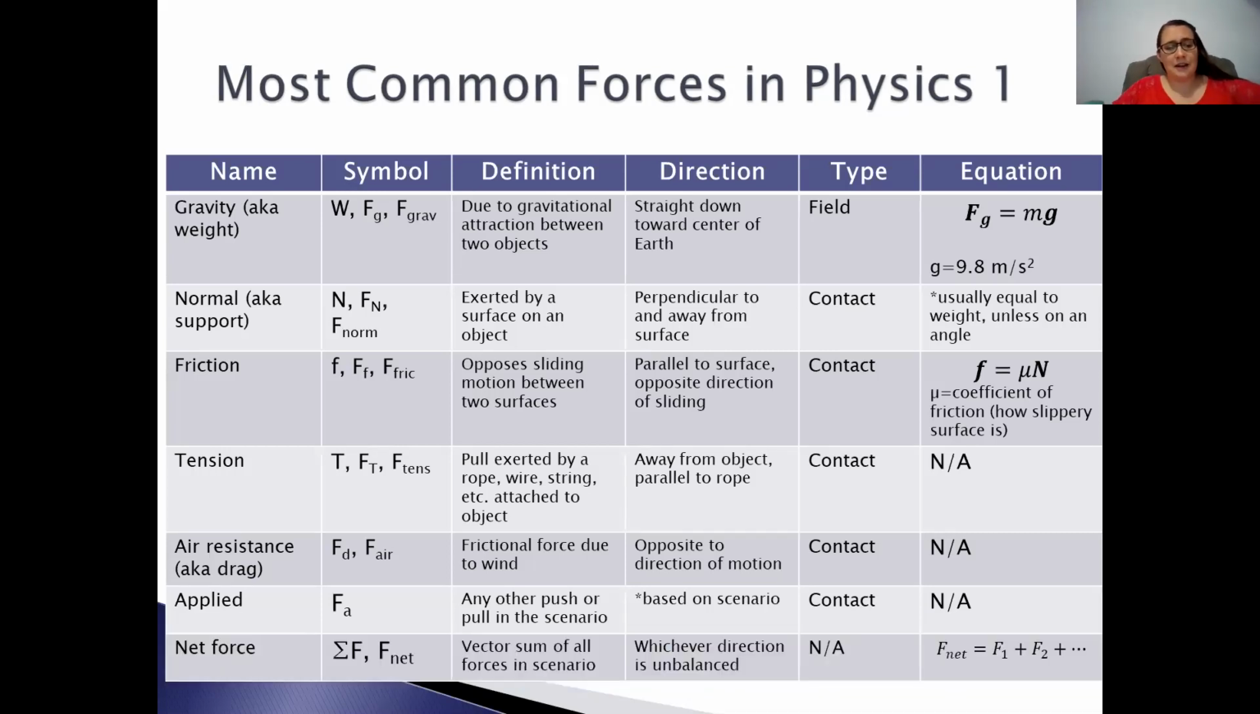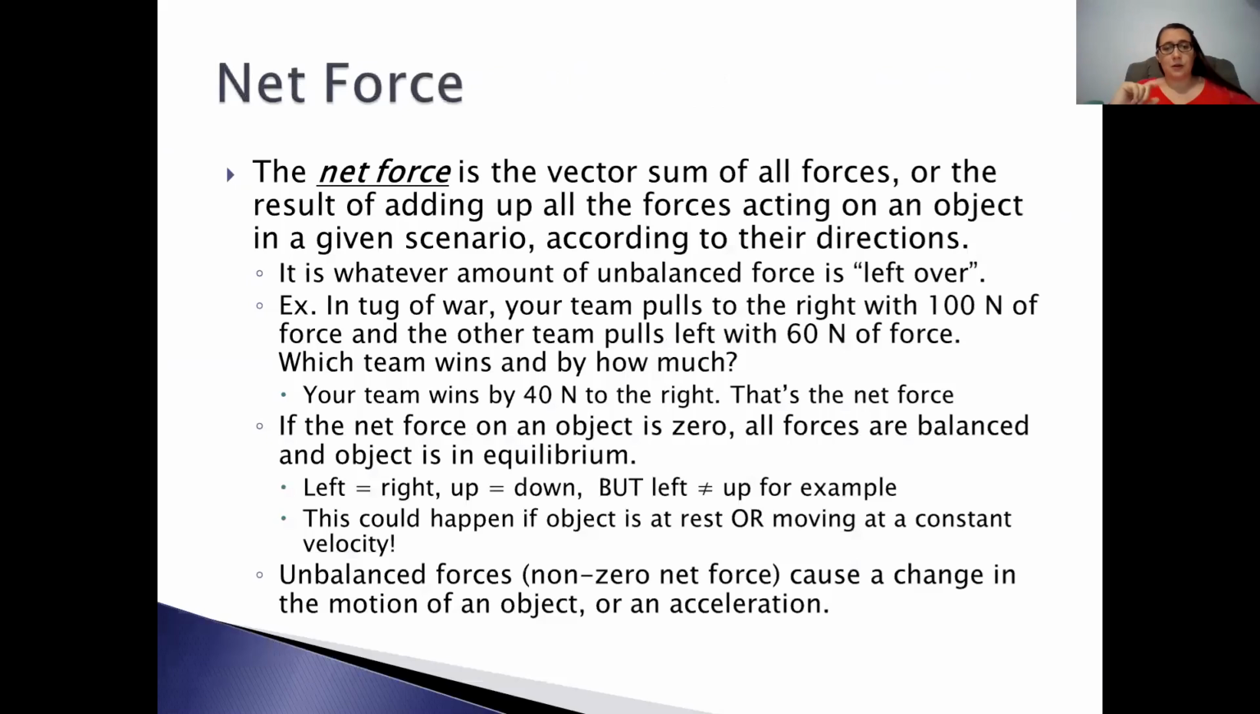And then lastly, we have net force, which isn't a force that you would necessarily label on your object, but it is important for our mathematical purposes. A net force is the sum of all of the forces added together, considering their direction. That's what it means when it says a vector sum. We're remembering that forces are vectors and the direction matters. And so the net force is going to be pointed in whichever direction is unbalanced. We'll get into more detail about that really quickly right now.